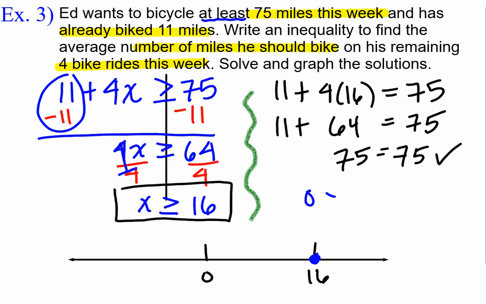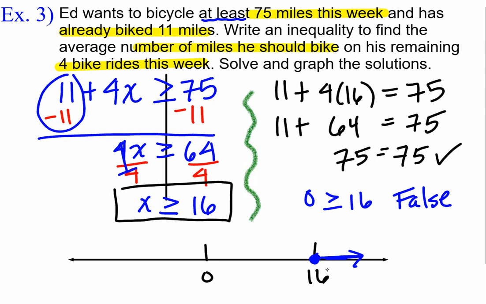We're going to put our 0 test in there. We find out that that is false, so we're going to go away from the 0. So the minimum number that he can do every day is 16. He can do 17, 18, he can do 20, and he will meet his goal. But if he goes less than 16 every day, he will not meet his goal.